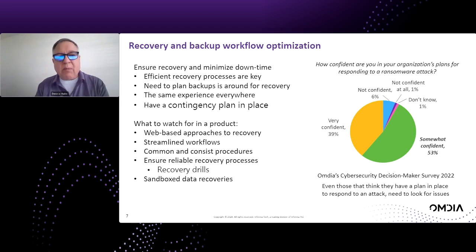To make it a lot easier, you should also look for software that gives you the same experience for recovery everywhere. Different applications back up differently, and we'll talk more about that. But it's important to be able to cookie cutter this so you can quickly bring things back. Also have a contingency plan in place. When your recoveries fail, how are you going to get your data back? If you can't get it back the way you intended, what's your plan B? Make sure you have that in place.